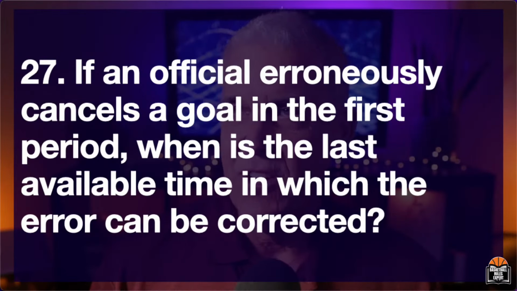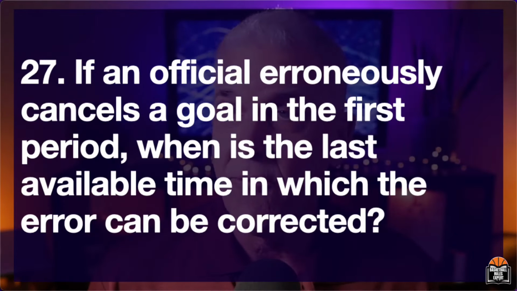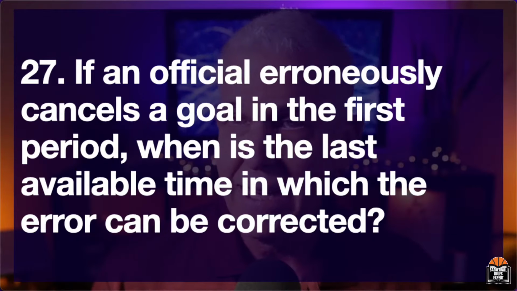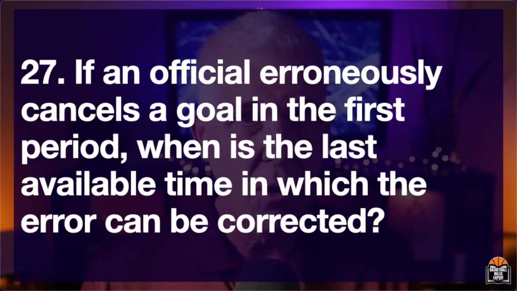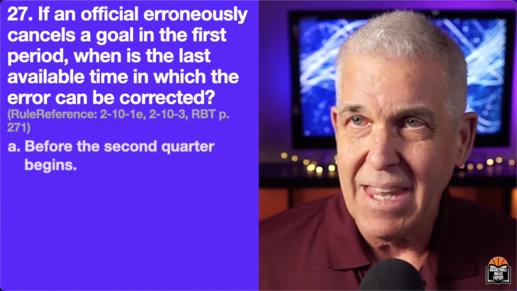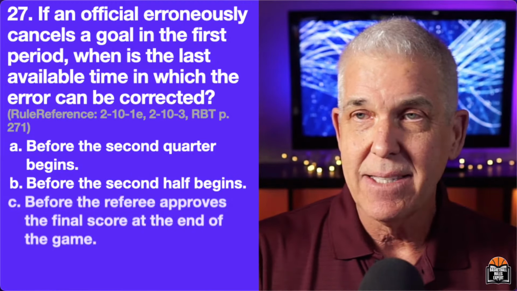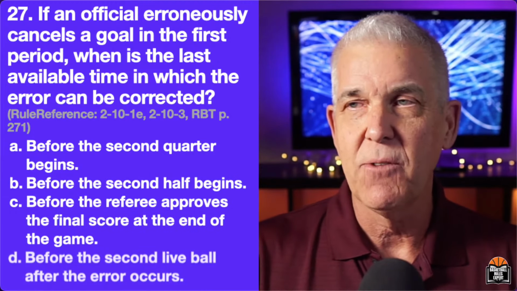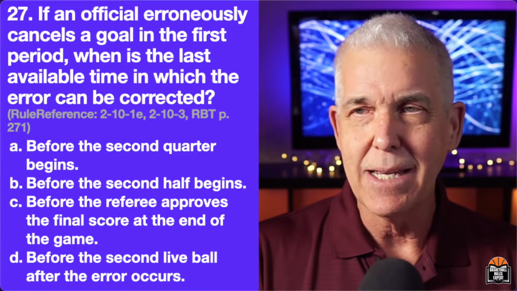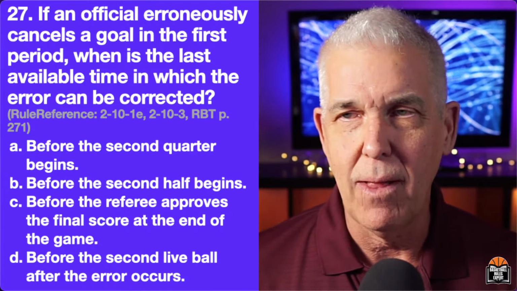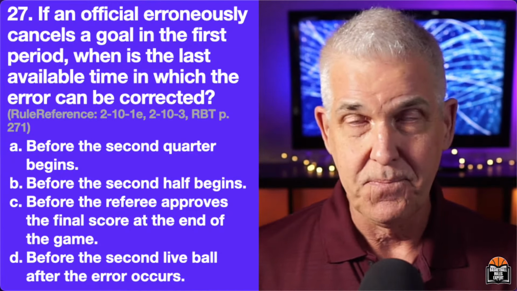Question number 27. If an official erroneously cancels a goal in the first period, when is the last available time that the error can be corrected? A, before the second quarter begins. B, before the second half begins. C, before the referee approves the final score. Or D, before the second live ball after the error occurs.